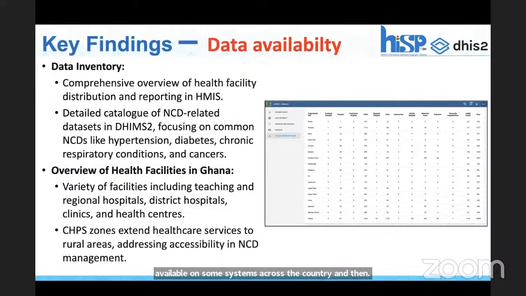What were our key findings when it comes to data availability? Generally, Ghana's HMIS captured data at the facility level, and we have facilities in the country that report into the national HMIS. It is a mix from teaching hospitals, to health centers and hospitals, and then community level clinics and what we call CHPS zones. Then we also have a mix of reporting of data into the HMIS system that includes non-communicable diseases.